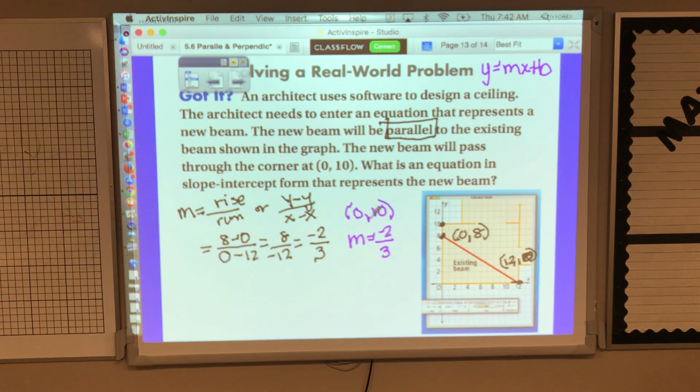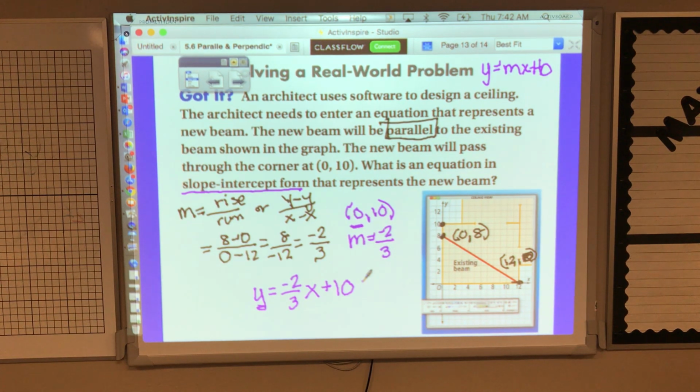Now, I could go ahead and write this in point slope form and do the conversions like we have on the other ones. Or if you remember, when you have a 0 for your x, or when you look at a graph, this is on my y-axis. So I'm actually right away ready to write my equation in slope-intercept form. So the equation for the new beam will be y equals m, which is negative 2/3, x plus b, which we just found to be 10.